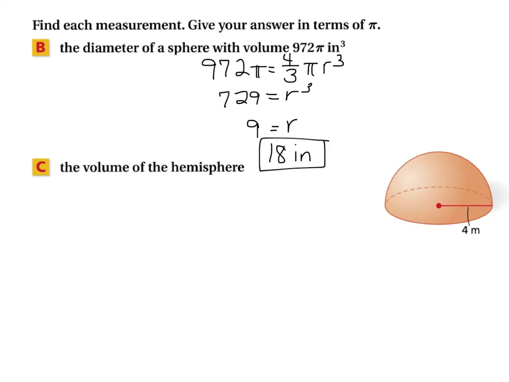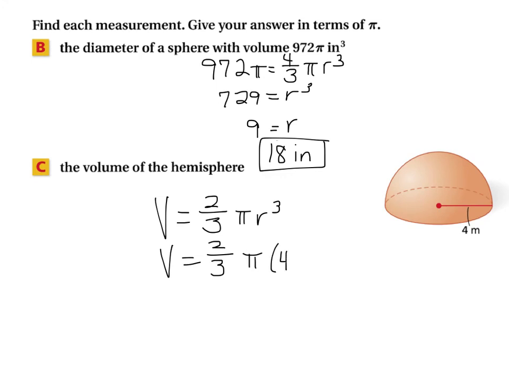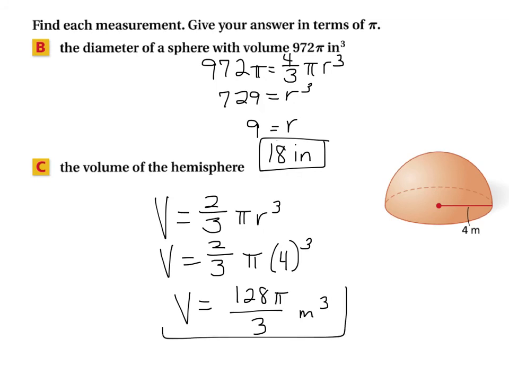C, the volume of the hemisphere. Well, if 4/3 pi r cubed is the volume of a sphere, the hemisphere will be 2/3 pi r cubed. And the radius is 4. We plug that in, and you would get 128 pi divided by 3 meters cubed, your answer in terms of pi.